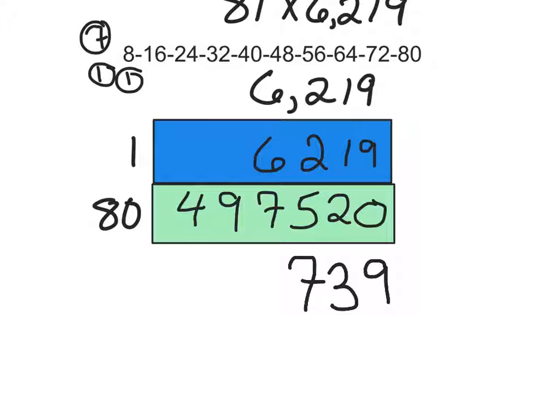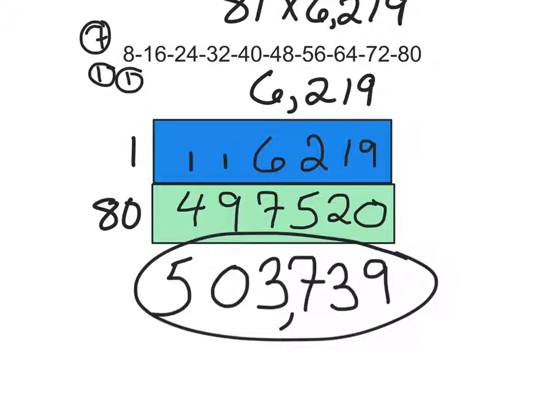6 and 7 will give you 13. Drop that 3, carry that 1. 9 plus 1 is going to give you 10. Drop the 0, carry the 1. And then you've got 4 plus 1, which gives you 5. And bam, right there you have it, my friends.